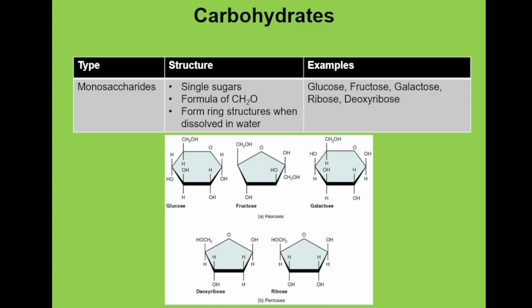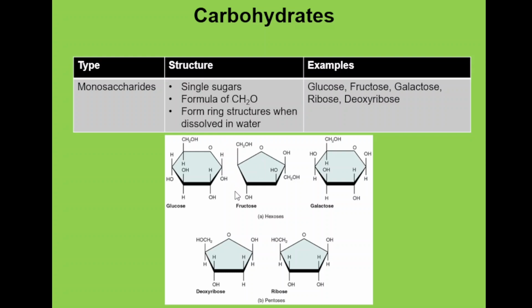So let's go through and give you some examples of each of those then. Here we can see the monosaccharides. What are their structures? Well, they're single sugars, typically with a formula of something around CH2O, which means their molecular formula will typically have twice as many hydrogens as they do carbons and oxygens. So if I were to ask you the molecular formula for glucose, we can see glucose here, which is a hexose, and that means that it has 6 carbons, hex referring to 6.